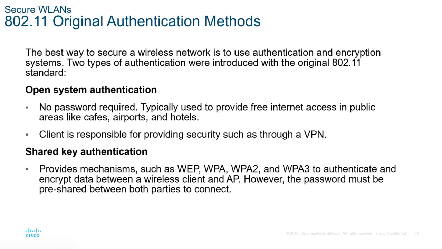The original authentication modes. The best way to secure a wireless network is to use authentication and encryption systems. Two types of authentication were introduced with the original standard. The first is open system authentication, no password required, typically used to provide free internet access in public areas like cafes, airports, and hostels. And you need to avoid all that, the free Wi-Fi. Never accept. Never accept.